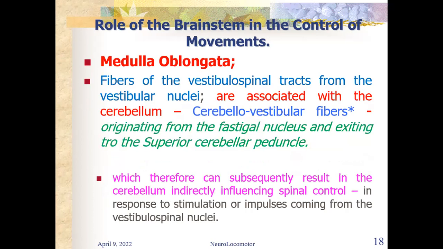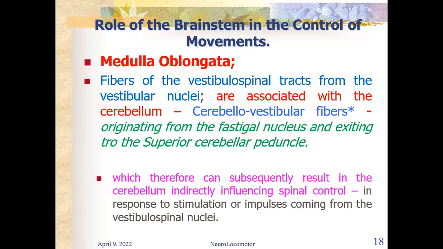Now, fibers of the vestibulospinal tracts from the vestibular nuclei are associated with the cerebellum, like I've just said. We have cerebellovestibular fibers, fibers originating from the cerebellum to the vestibular nuclei, and also fibers originating from the vestibular nuclei to the cerebellum. They are associated with each other. The cerebellovestibular fibers originate from the deep nuclei, the fastigial nucleus of the cerebellum, and exit through the superior cerebellar peduncle as they enter the vestibular nuclei.